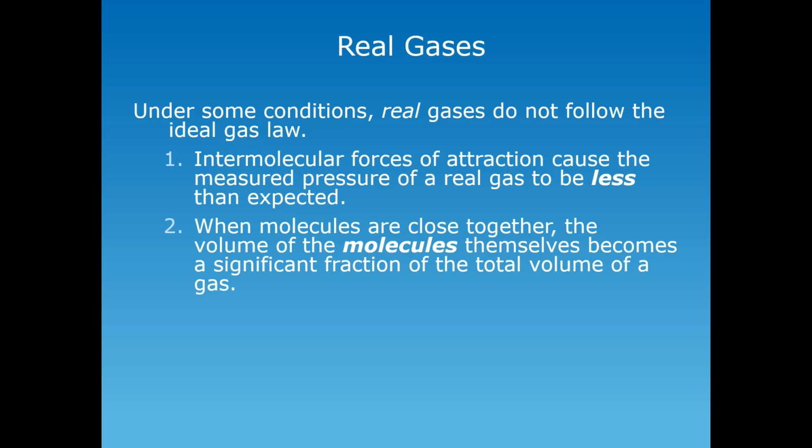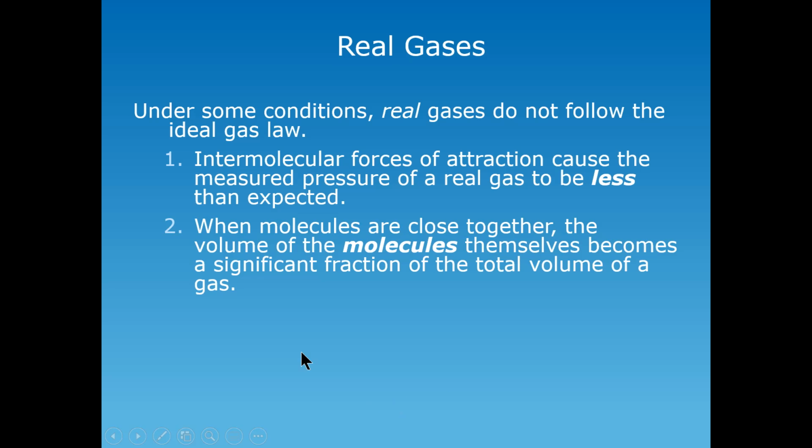The result of that is that the pressure exerted by a real gas will be less than what you'd expect for an ideal gas. So that's one important difference between the ideal gas and a real gas. The ideal gas particles have no forces of attraction between them, but a real gas will have attractive forces between the particles, and therefore the real gas will have a lower pressure compared to the ideal gas under the same conditions.